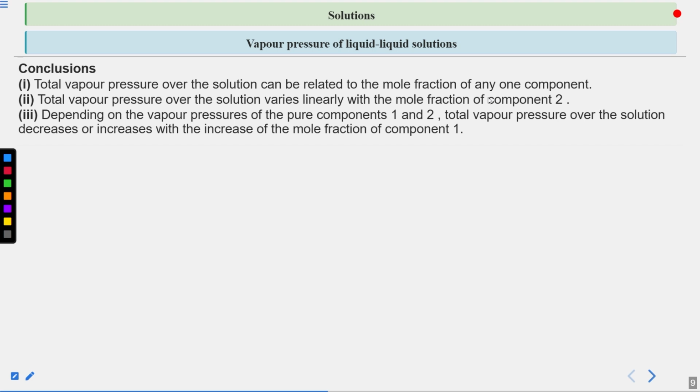And the last and the most important point is that, depending upon the vapor pressure of the pure components 1 and 2, the total pressure over the solution decreases or increases. Now, to understand this point, you must see the graph to get a clearer picture. But I will try to explain this sentence without the graph so that you can quickly grasp the concept upon seeing it. The plot of P total will increase or decrease depending upon the volatile nature of 1 and 2. Let's see the graph now.